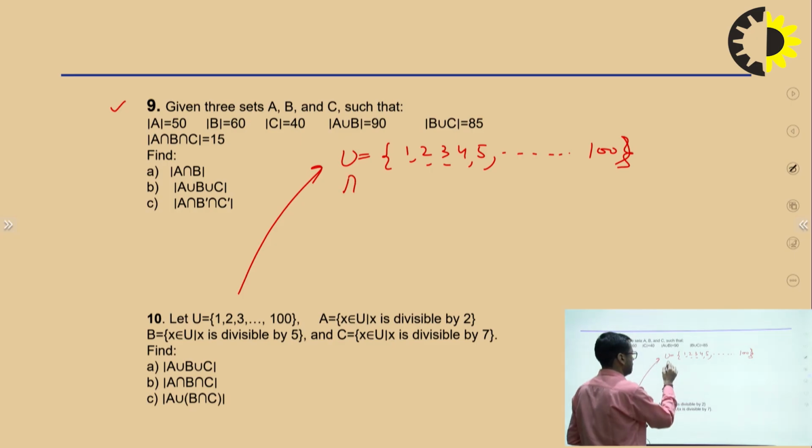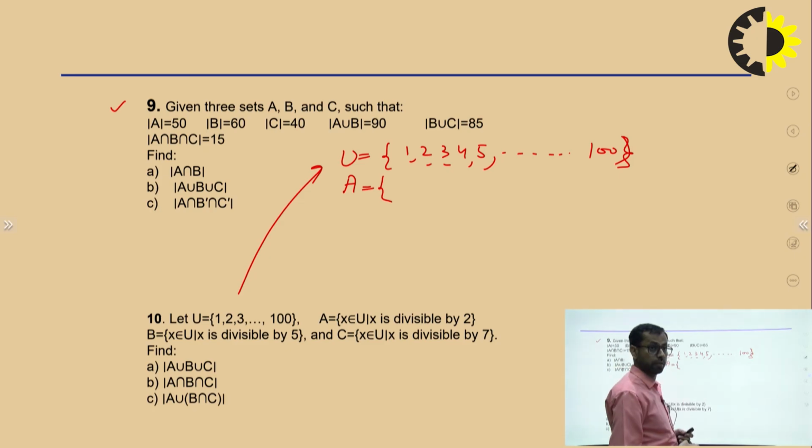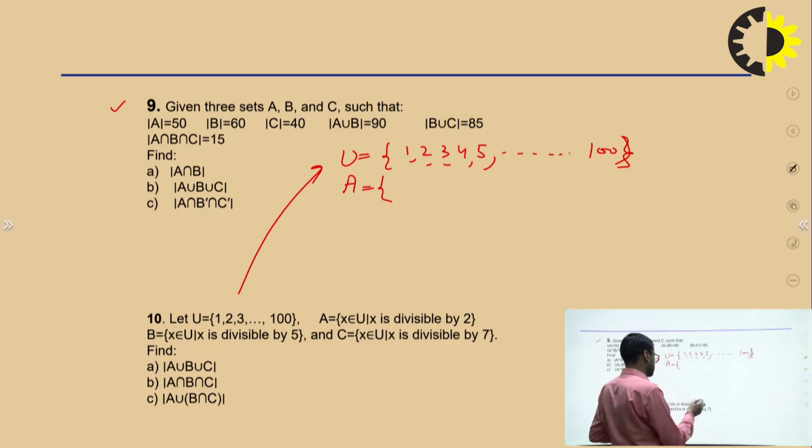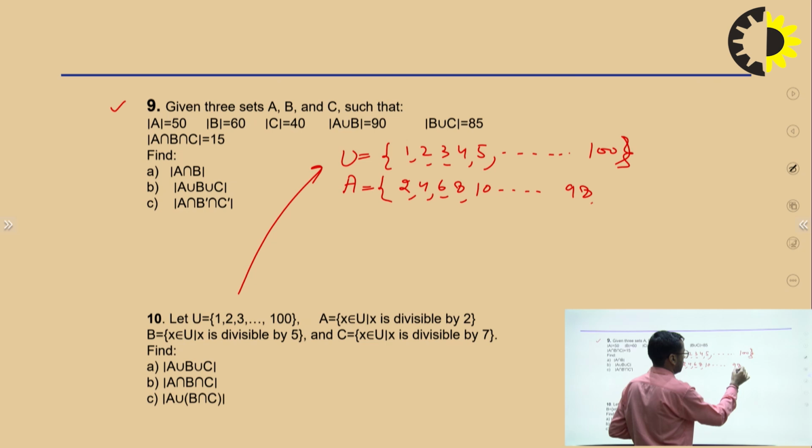Now set A contains the elements which are mentioned: x is divisible by 2, from the set U. So what are the elements that belong to it? In that particular case, the elements will be 2, 4, 6, 8, 10, up to 98 and 100.